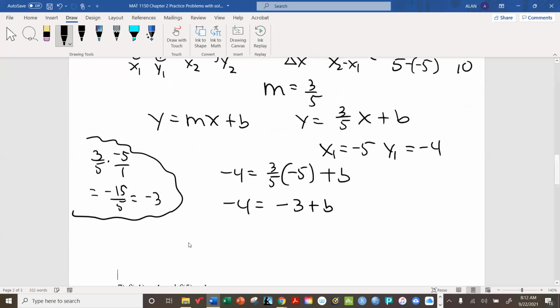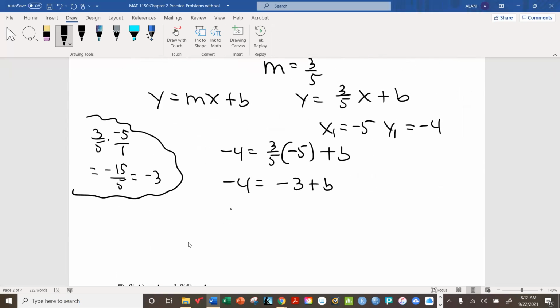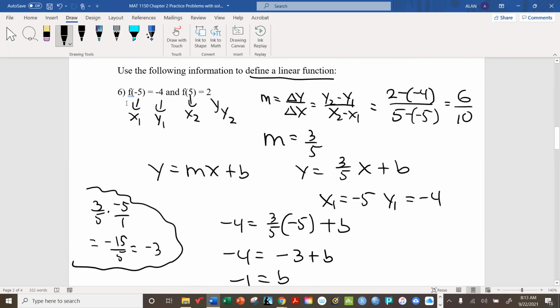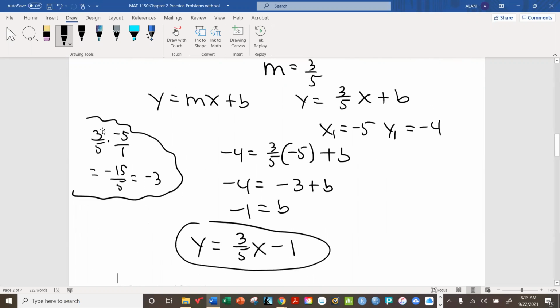Now if I add 3 to both sides, -1 is b, so the final result is that y equals 3/5 x minus 1. All right, so that was pretty straightforward. As long as you recognize what was going on here with the x's and y's, that was really the only challenging part.